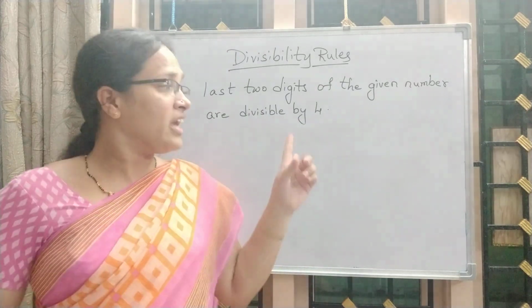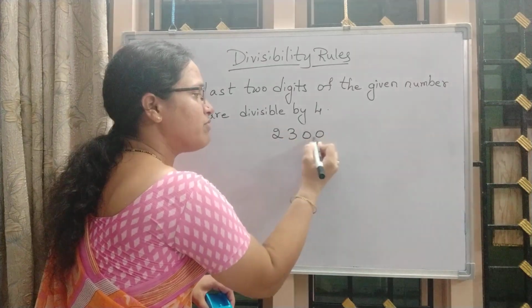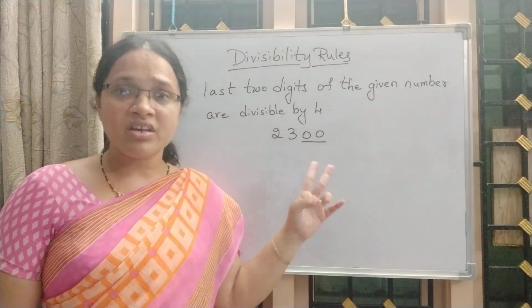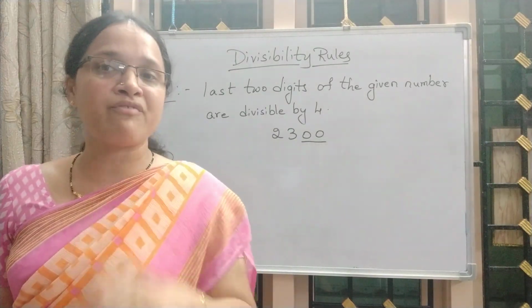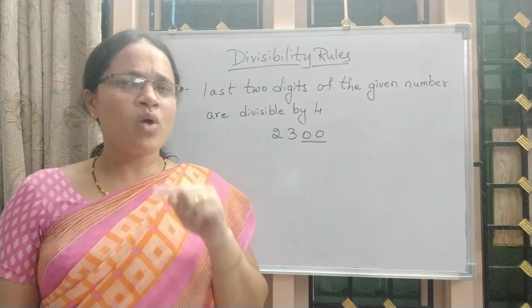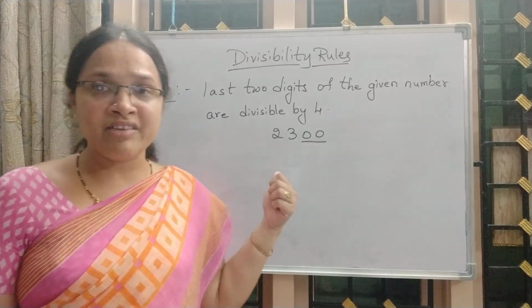But in fact, if the last two digits of any number are zeros, even then it is divisible by 4. Even then also it will be divisible by 4. So let us cross check them and then finalize whether it is exactly divisible or not.